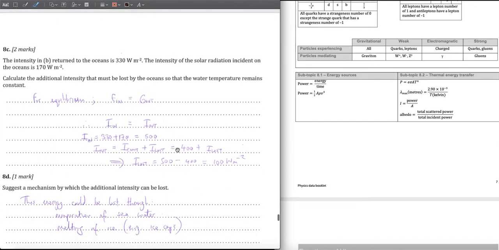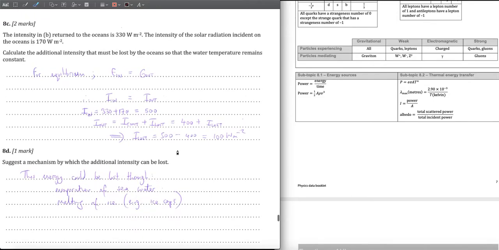We're then asked what I would say is a surprisingly simple calculation question, but it's worth looking at. We're asked, if we have equilibrium, i.e. the temperature not changing, how much additional intensity is lost by the oceans. Well, for an equilibrium, the energy in is equal to the energy out, and therefore that means the intensity in is equal to the intensity out. What that means is the intensity of the radiation coming in must balance with the outgoing radiation.